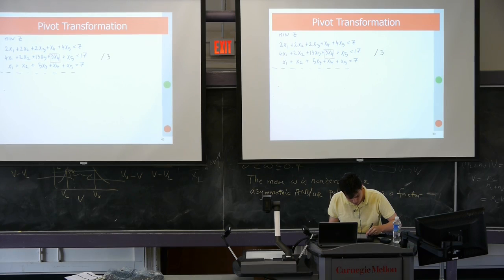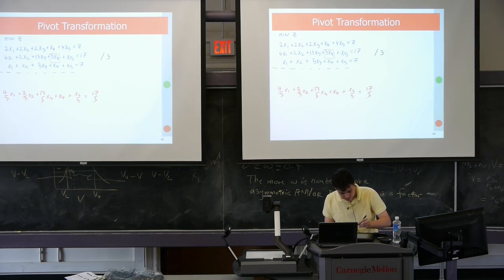So it would be like 4 over 3 x1 plus 2 over 3 x2 plus 13 over 3 x3 plus x4 plus x5 over 3. This is 17 over 3. And now we subtract this equation from this and this, so that the coefficients of x4 become 0 and 0, right?